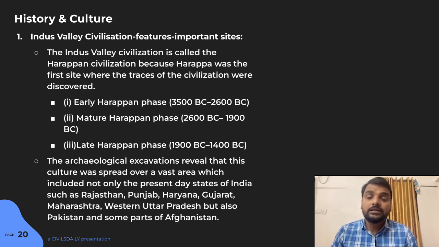In the Indus Valley, sites become very important. So early Harappan, mature Harappan, you should understand which site is related to which. What are their features? That will be covered. Then what is the geography of those sites, from Rajasthan, Punjab, Haryana? This is one of the largest civilizations that we have in India. And what are the sites and where do you find what?